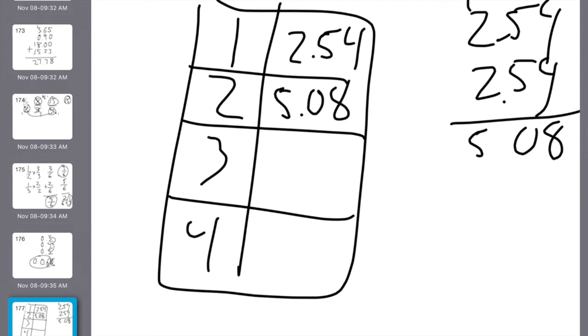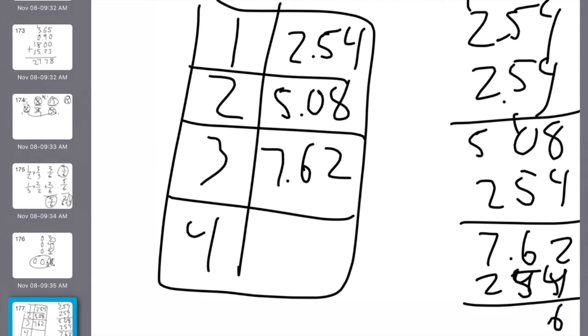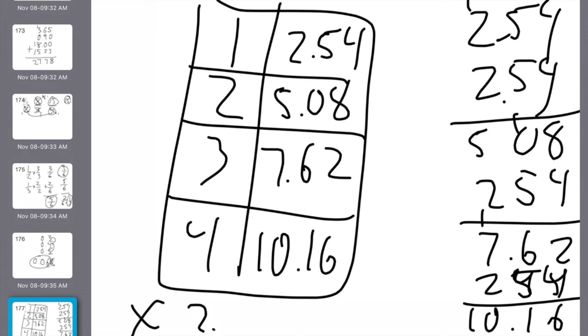So I got an 8, a 10, carry the 1, decimal point, that's 5. So I got 5.08. Now I'm going to add another 2.54 to my answer. That's a 12, carry the 1, a 6, and 2 and 5 is a 7. So I got 7.62. And I have another 2.54, 6, 11, 8, 9, 10. I have a 10.16. Said correctly, 2 and 54/100, 5 and 8/100, 7 and 62/100, 10 and 16/100. That's A, my function table.